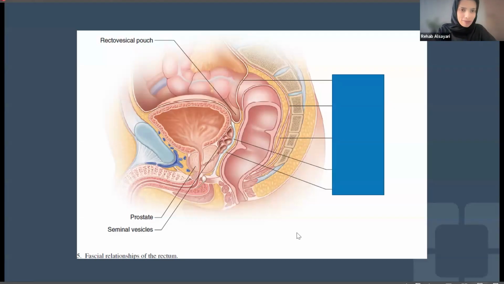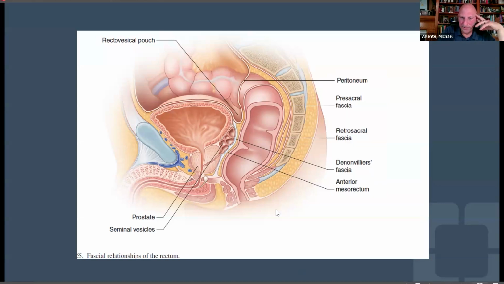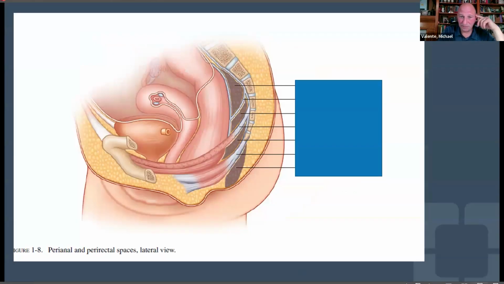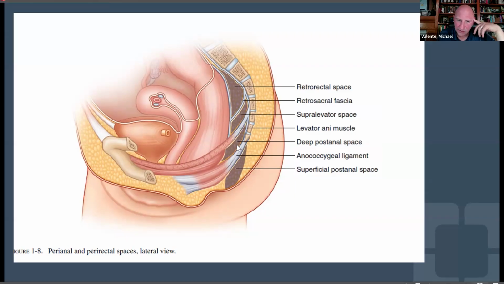Yeah, that's good because these are important. This one gets people. This one, the perianal perirectal spaces. A lot of your landmarks are going to be the coccyx and this anococcygeal ligament. And so here you're going to have the superficial postanal space, that's between the buttock and the anococcygeal ligament.